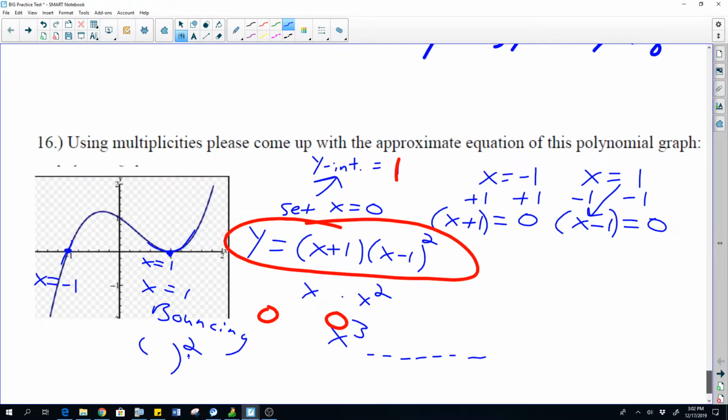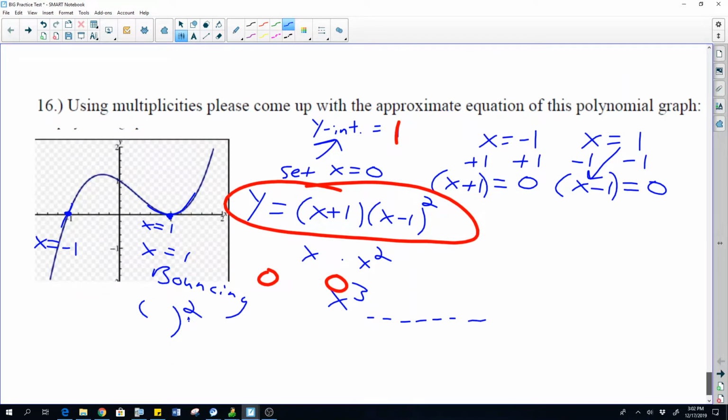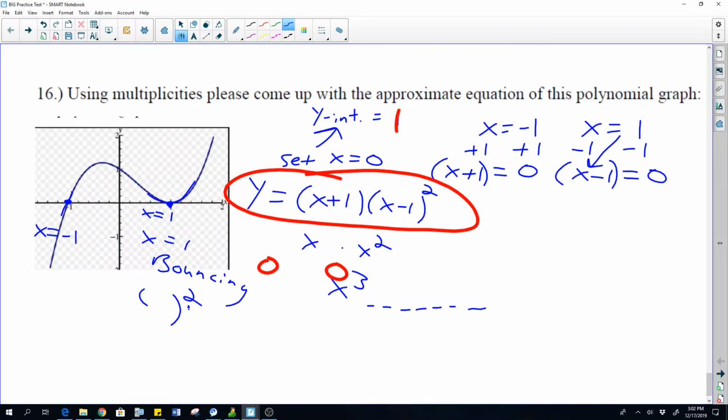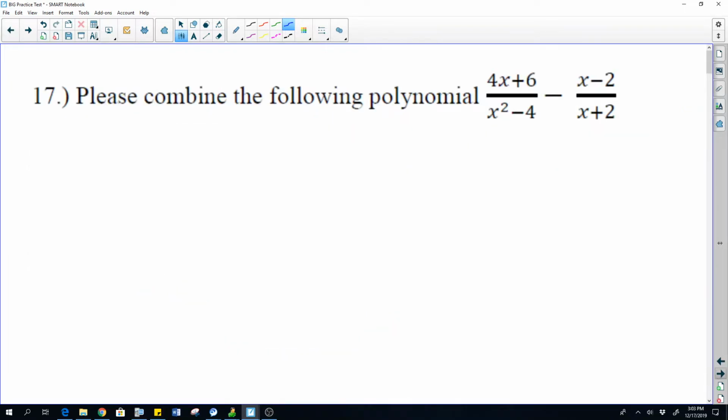So this one we did in class, number 16. We found the x-intercepts, which is negative 1 and 1. We reverse engineered them back into parentheses, and then we noticed that where it bounces means to have a squared power around your parentheses, which goes right there. So there's one we already did on the test there. Awesome. Let's do a tough one, number 17.